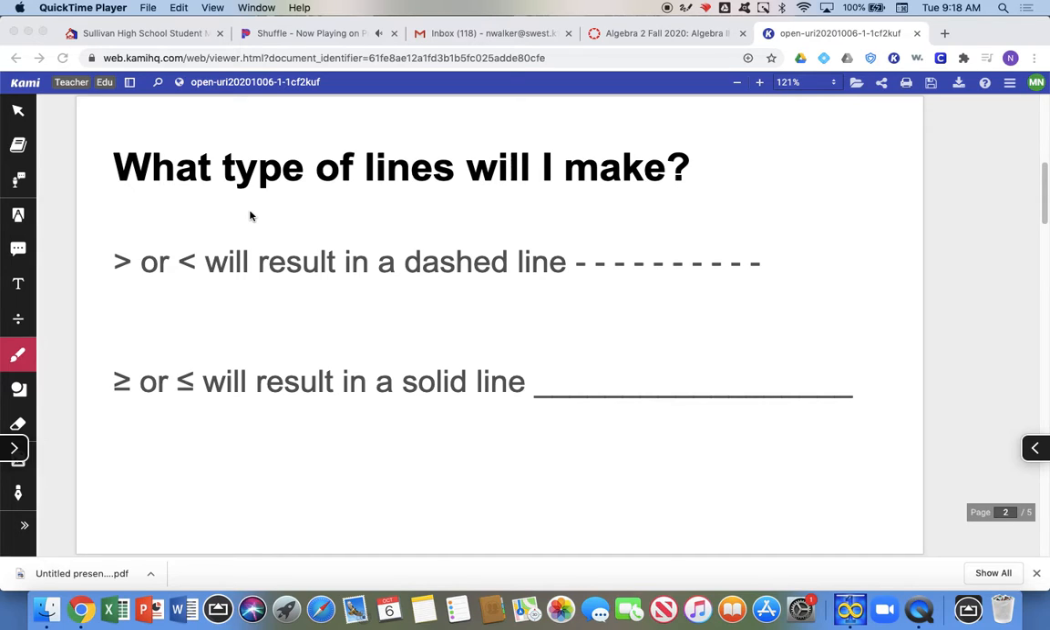So we're still going to graph lines like normal. We're going to work a lot with slope-intercept form today. I know it's been a few days since we've done slope-intercept form, but we will get some more practice with that. And then we will graph our lines, and our very last step is going to be shading. Whenever you shade, it depends on the direction.